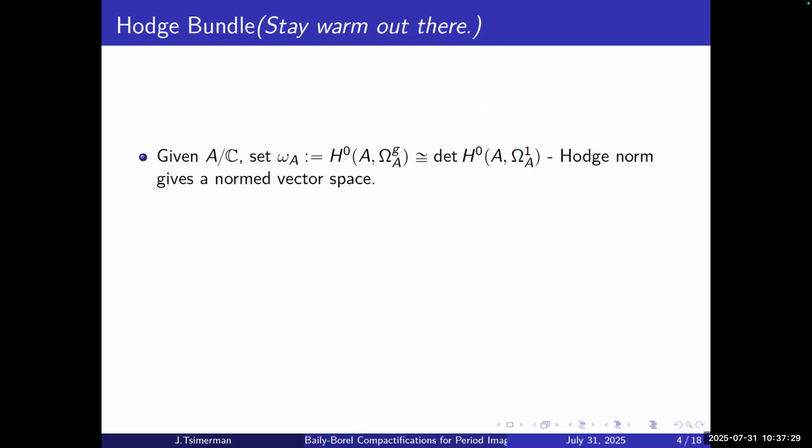And this is not just a vector space, but it has a natural norm coming from the Hodge metric, because this H^0(A, Ω^g) is the highest piece, the lowest dimensional piece of the Hodge filtration on the cohomology of your abelian variety. So you get a normed vector space, and in fact, you can do this construction in a relative sense, to get a normed line bundle on the moduli space of abelian varieties. So if you specialize this to any point corresponding to an abelian variety A, it becomes naturally isomorphic to this normed vector space.